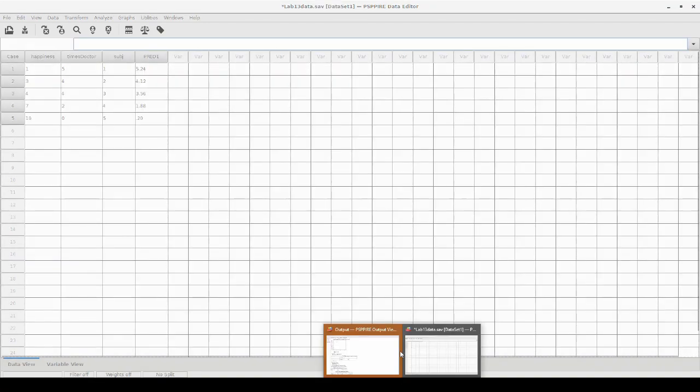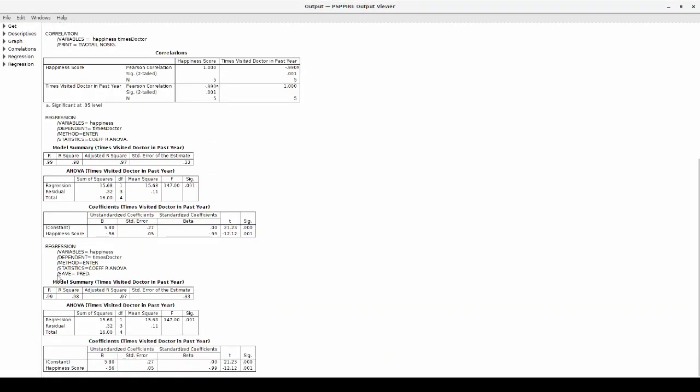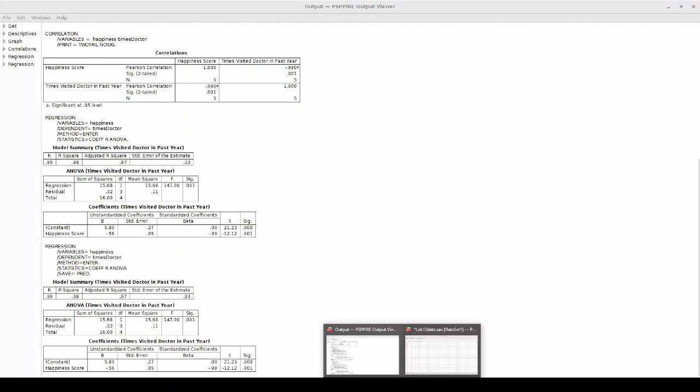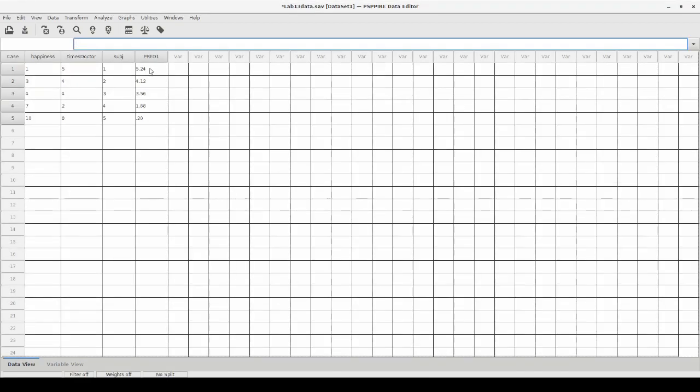And what this is going to do in your output is give you the exact same thing. In fact, nothing changes except for now you have the syntax code of save equals pred, for predicted. But what you actually get when adding that into your syntax is it takes the number that you scored in your x variable, in this case your happiness, and it plugs it into the equation. So if the individual got a score of 1, what do we expect was the score on the number of times they went to the doctor?